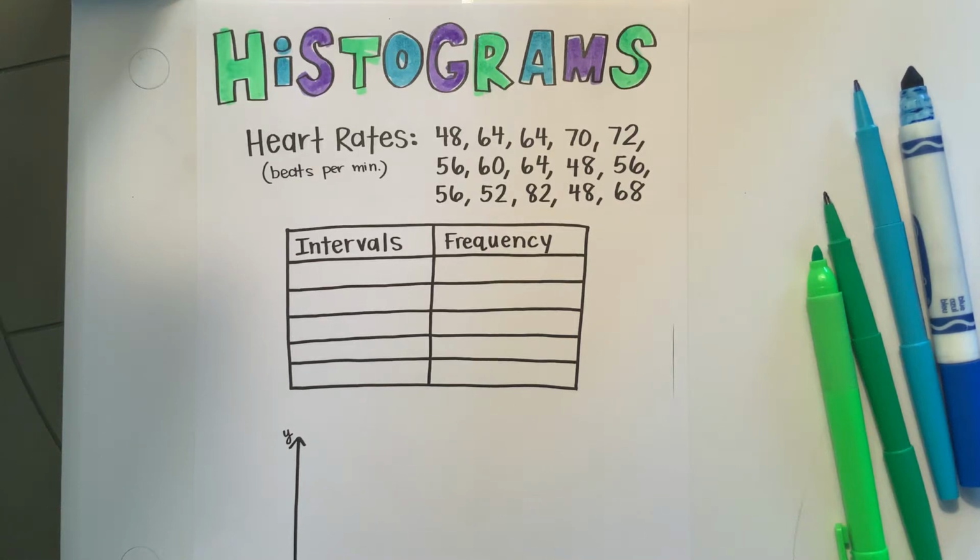So the next graph type we're going to be looking at are histograms. Now, a histogram looks a lot like a bar graph, but there is a very subtle yet important distinction between a bar graph and a histogram. First of all, a bar graph often shows categorical data, meaning that each bar represents a category or an item.